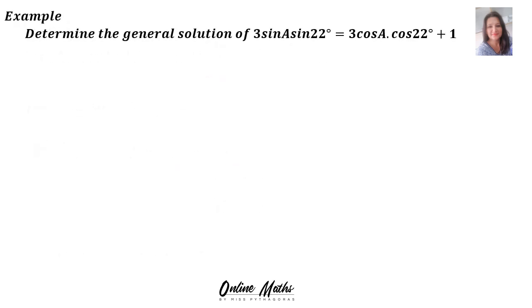Now I found this example in an old exam paper. Let's look at it. Determine the general solution of 3 sin A sin 22 degrees equals 3 cos A times cos 22 plus 1. Let's write down the sum. Now, first of all, what I'm going to do is I'm going to take this across to the other side because I want to turn it into an equation. Everything on the one side, equal to the numbers.